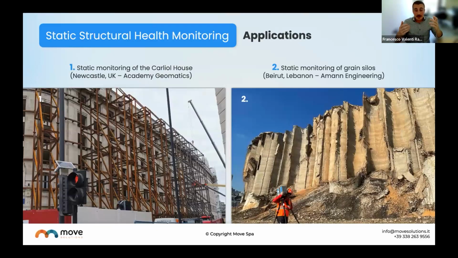Some applications of static structural health monitoring that we are doing with our sensors are, like, the static monitoring of the Carriol House. That is a super interesting UK project in Newcastle that was carried out by our UK technical partner, Academy Geomatics. The Carriol House facade is considered to be a rich architectural heritage in the UK, making the structural preservation of this building of utmost importance.